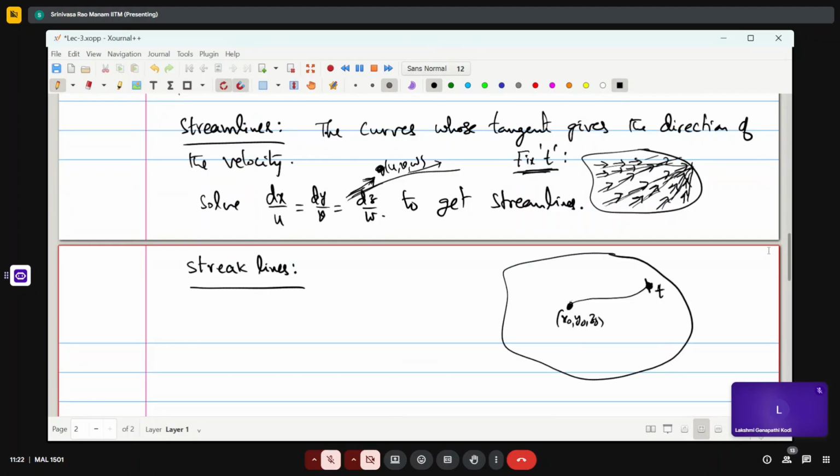Let us say after 1 minute you are here. Within that 1 minute, there may be many particles coming out of this, right? They may be going in some other direction, so they may not travel at the same time. You are looking at this one, and these may be at different times, just coming out. Those points, if you put them together, are called streaklines.